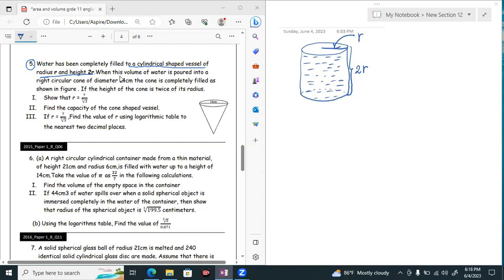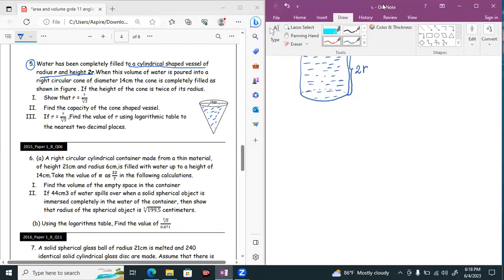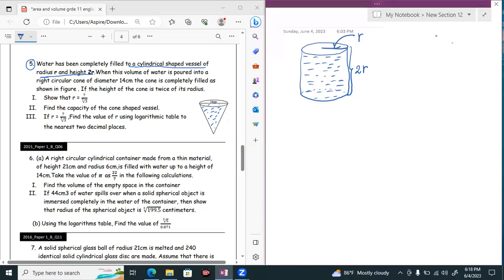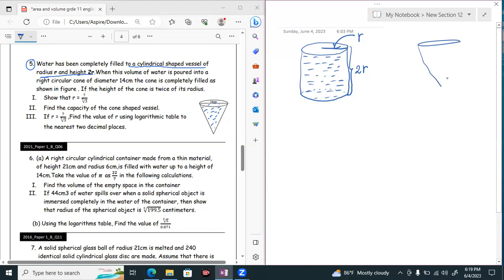Okay, then when this volume of water is poured into a right circular cone of diameter 14 centimeter, the cone is completely filled as shown in the figure. Okay, then that means they have given a diagram, but it's not showing the water. But what happened is the water that was filled within this cylinder has been transferred to the cone, a particular cone with these measurements. What are the measurements? They have given that its diameter is 14 centimeters, no?